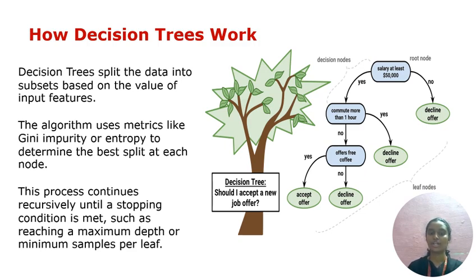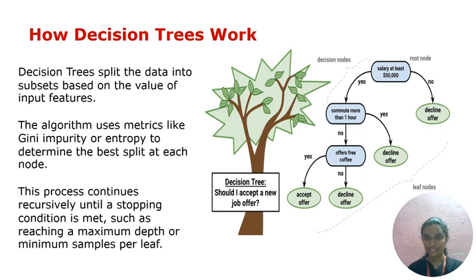In this given decision tree, the decision we must take is: should I accept a new job offer? Here it is considered the root node. Salary at least $50,000. If yes, then we check whether the commute is more than 1 hour. If no, decline the offer. So we have divided this root node into two child nodes: this is the left child node and this is the right child node.